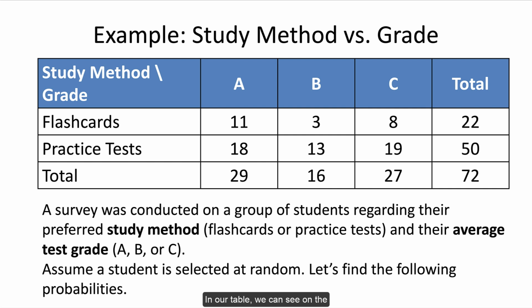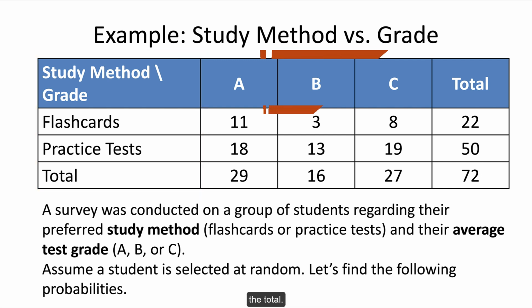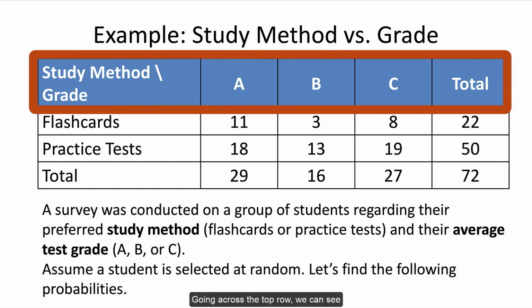In our table, we can see on the left-hand side the students' preferred study method, flashcards or practice tests, and a row for the total. Going across the top row, we can see the students' grade, their average grade being an A, B, C, and then another column for the total.